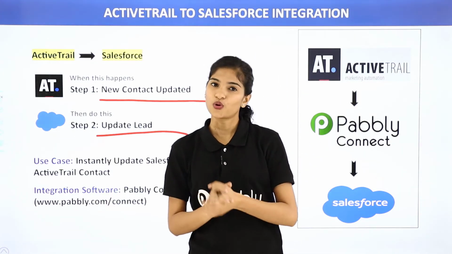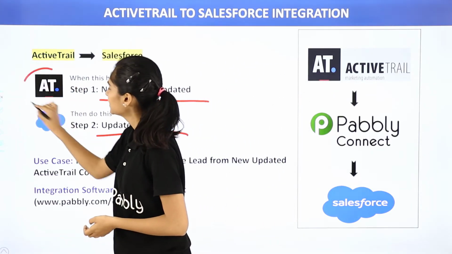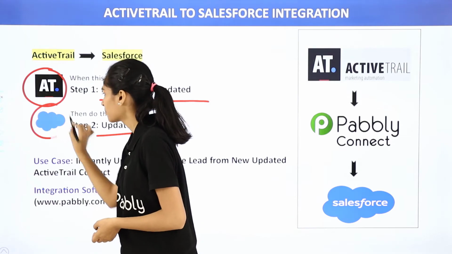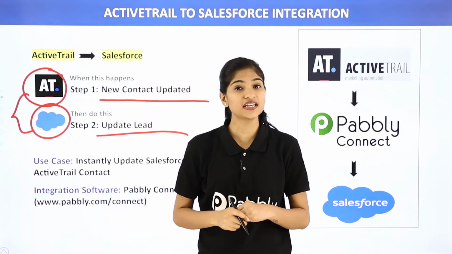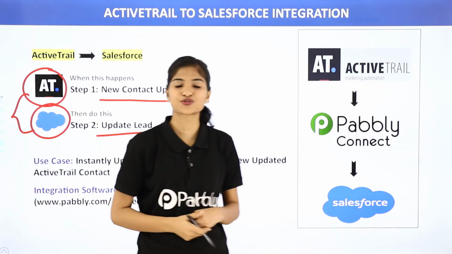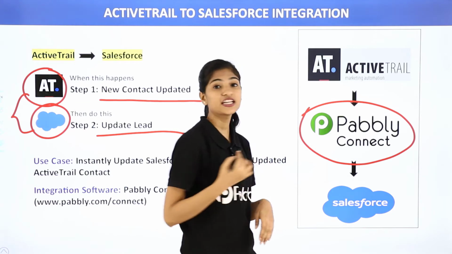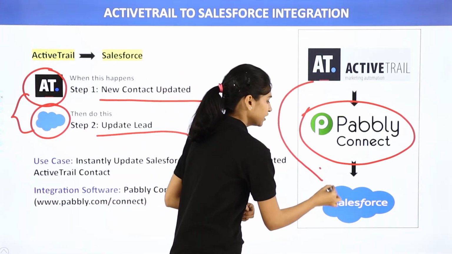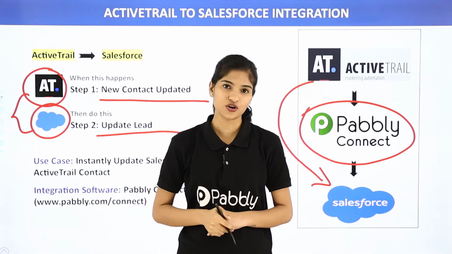Now let us know what these two software applications are all about. So ActiveTrail is an email marketing software, whereas Salesforce is a CRM platform. The issue here is that these two software applications don't have any integration between them, and that is why we are going to use Pabbly Connect. So Pabbly Connect is an integration software which will help you to transfer the data from ActiveTrail to Salesforce. The best part here is you don't require any knowledge of coding.